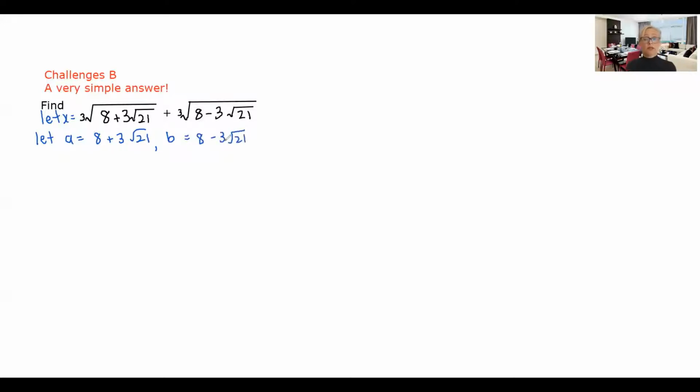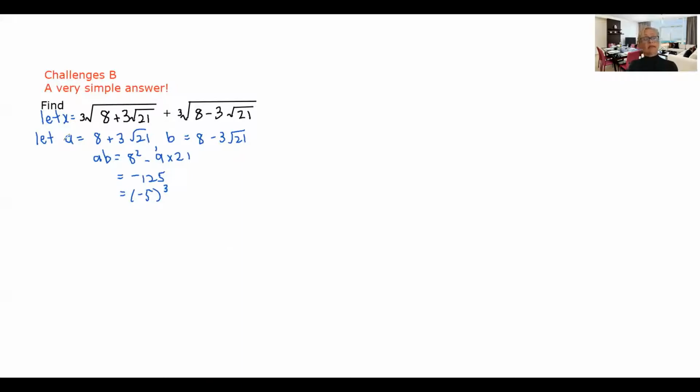Now we should notice from the outset that a and b are conjugate surds. So let's actually work out what ab is, just for interest, because that probably will come in at some stage down the track. So ab, multiplying our conjugate surds, we're going to get 8 squared minus 9 times 21. And beautifully, that comes out to be negative 125, which is negative 5 cubed. All right, so already we're discovering some cool things here.